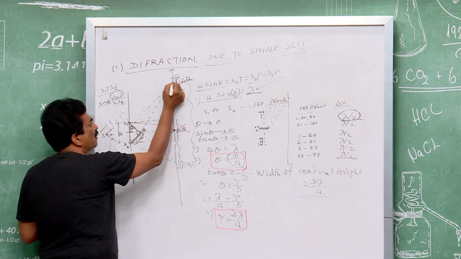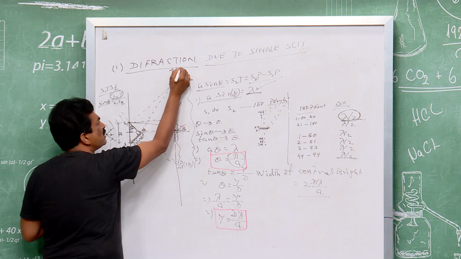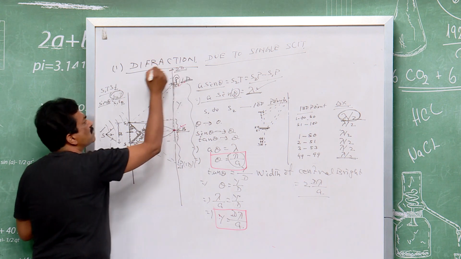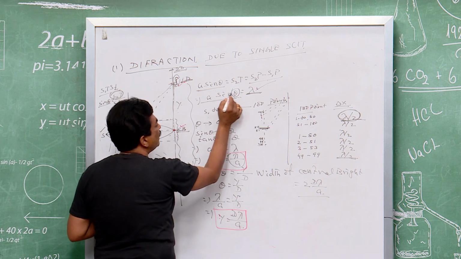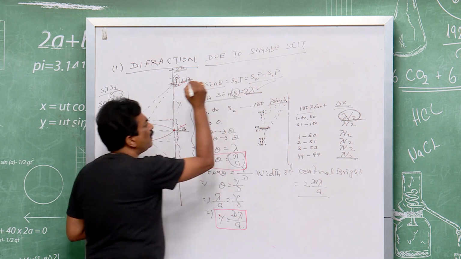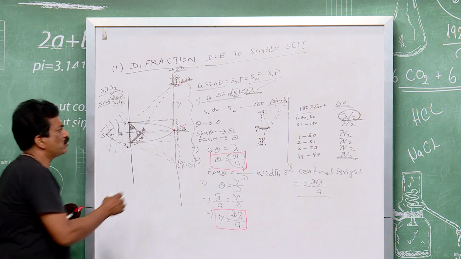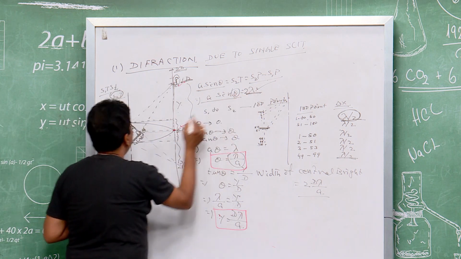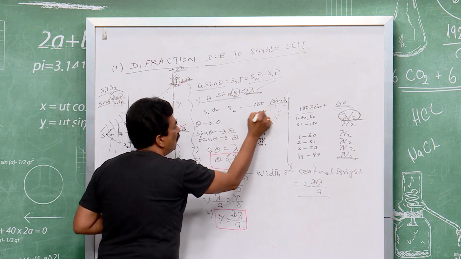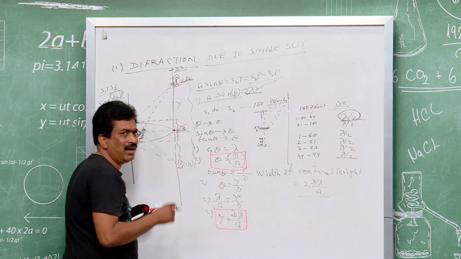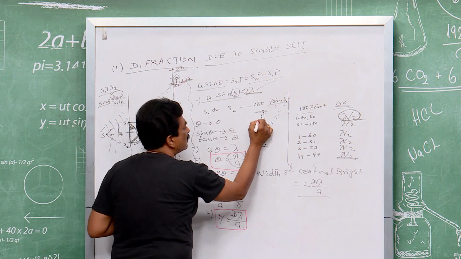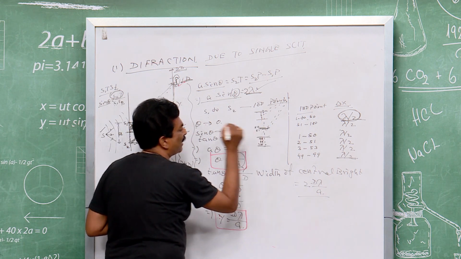So if this is the first dark and this is the second dark, where will the second dark be formed? For the second dark one, a sin theta will be 2 lambda. If it is 2 lambda, let us now divide from the first to the last one, for which we have taken 100 points, into 4 parts.